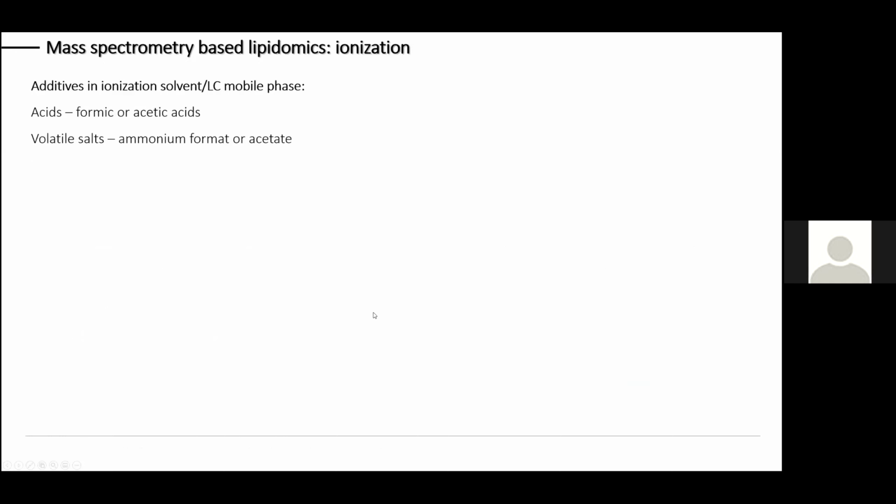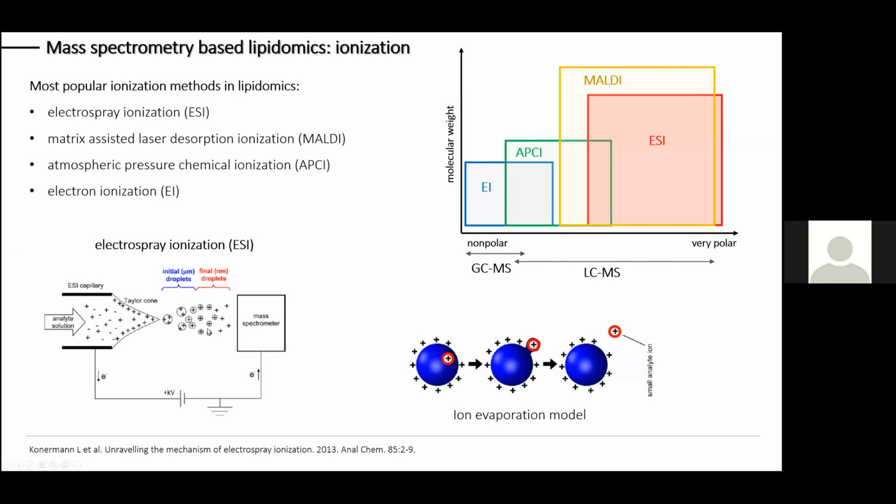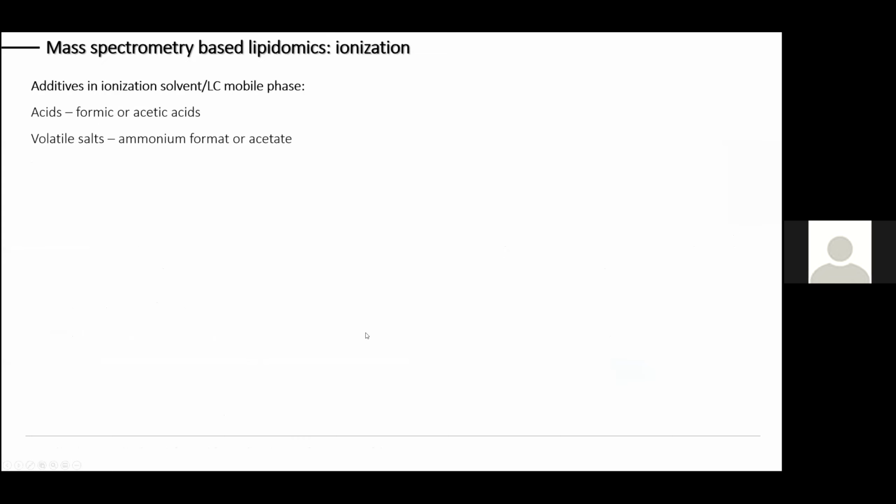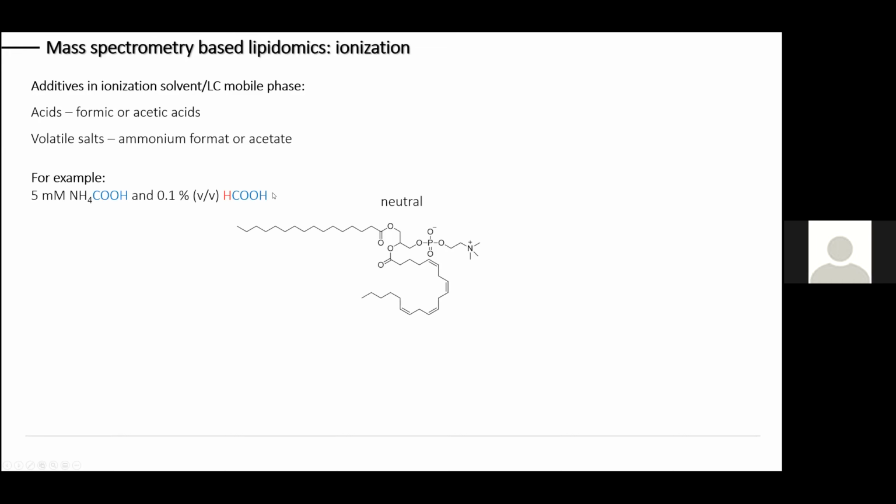Okay, so how does ionization actually happen? What do we need to have in our solvent to help our lipids form positive or negative ions? We always have to look at the chemistry of our solvent or mobile phase, and usually we would add acids or volatile salts such as ammonium formate or acetate, or in terms of acids, formic and acetic acid, to help this ionization process. A very popular combination is, for instance, to add low-concentration ammonium formate and some amount of formic acid.